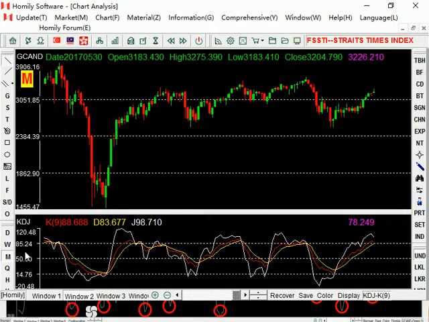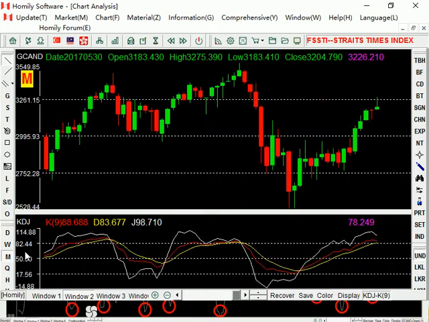Okay, so let's see the current market. Firstly, the J line is from 80 to 150. What does that mean? This is the overbought area. So if we see the J line cross downward through the K line and D line, it means the market may go down. So you should pay more attention to the short term risk.